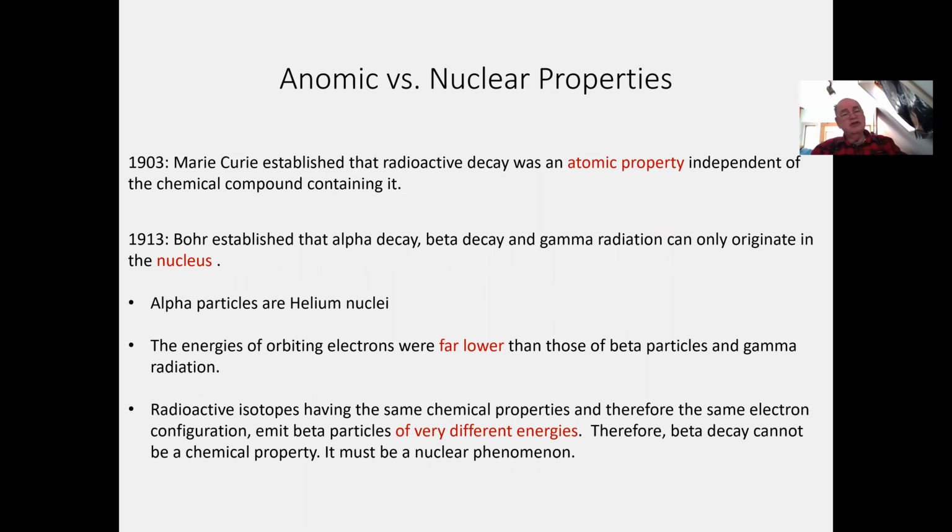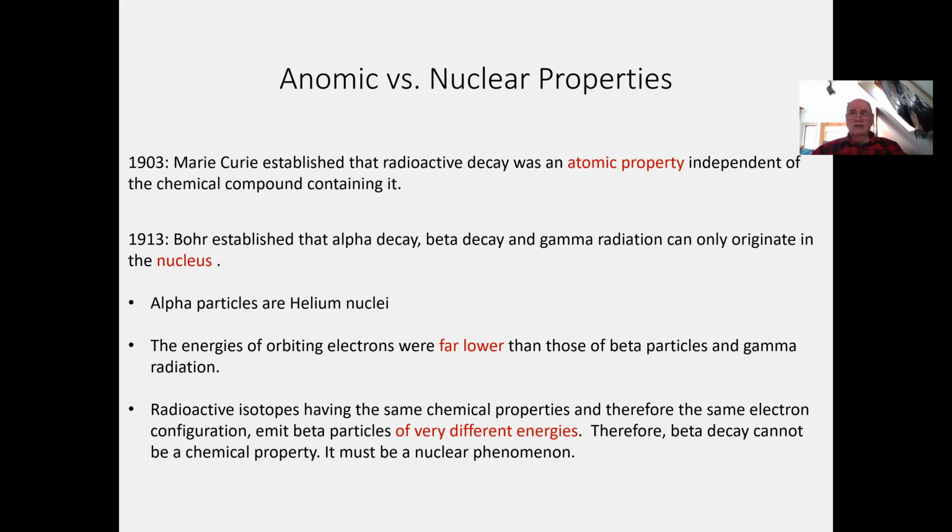Remember in 1903, Madame Curie was able to show that radioactivity, in fact, was an atomic property. It had nothing to do with how the atom was in some kind of a compound. It didn't matter. Radioactivity was not affected. It didn't matter how hot it was, how cold it was, if it was in a melted state, if it was in a vapor state. It was not a property of the chemical situation of the atom. It had to do with just the atom itself.